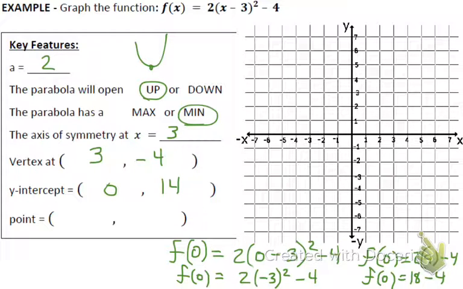Alright, let's go ahead and graph what we have so far. X equals 3 is your axis of symmetry. We've got a vertex at 3, negative 4. And we know we're opening up. 0, 14 is our y-intercept. Not very helpful here because we can't even plot it unless we extended our graph out. Let's find a point to the right of this. So let's put in 4 and see what happens.